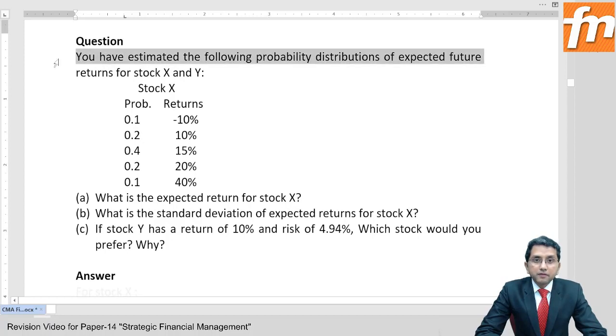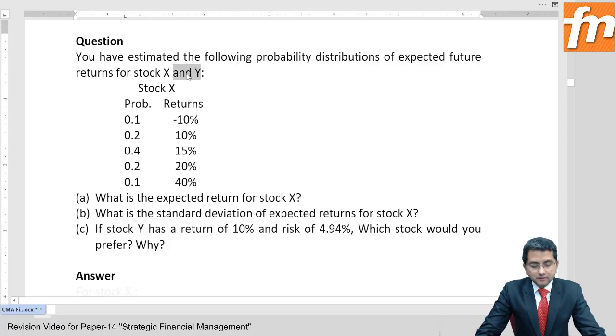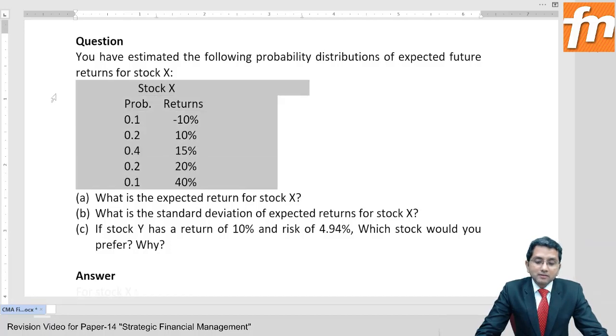You have estimated the following probability distribution of expected future return for stock X. These are forecasted returns. If probability is given, it's not history.